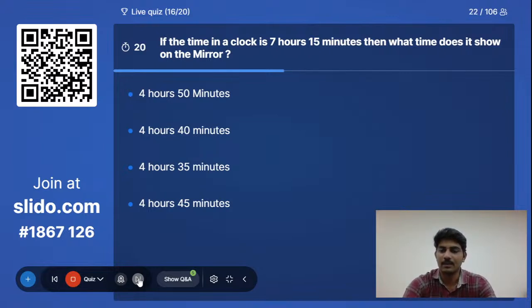For the previous question, I'm receiving some comments saying option 4, but unfortunately it was a wrong answer. Sorry for that. I'm receiving some comments regarding the previous question. Prasanna has answered the question as 2, and Bindu has answered it as 3. Let's see what the answer is for this one.